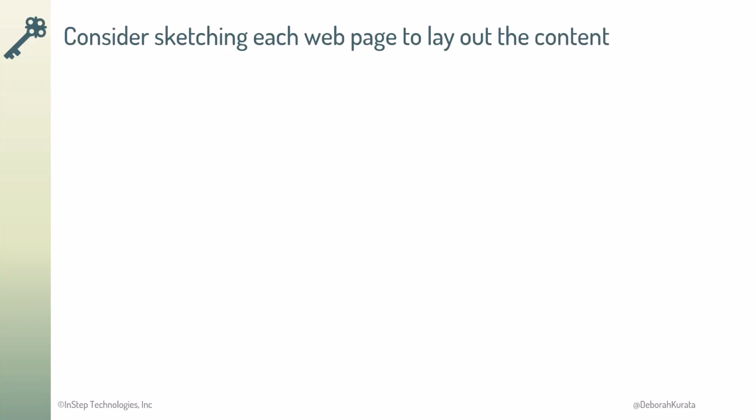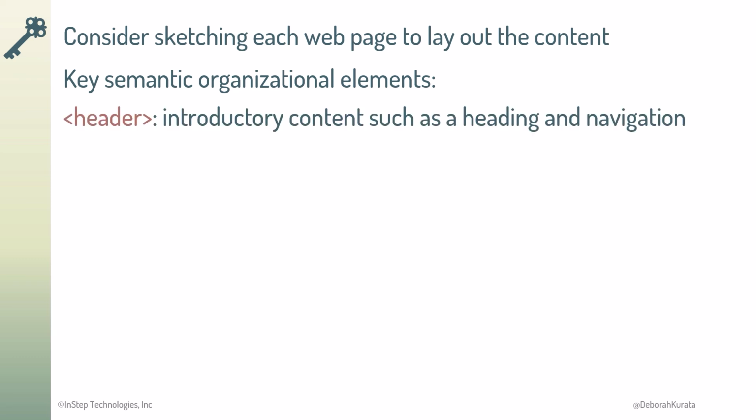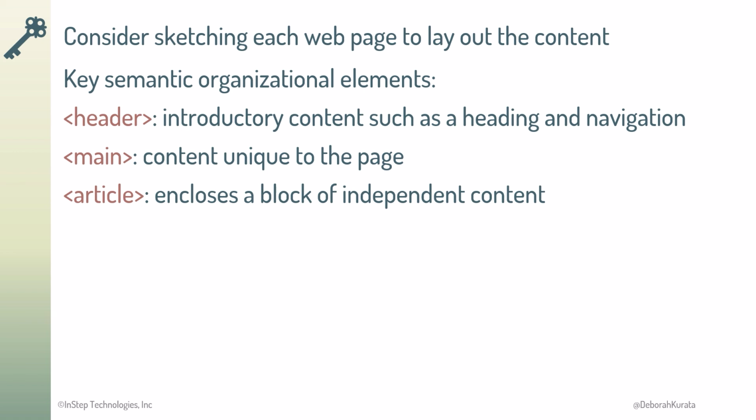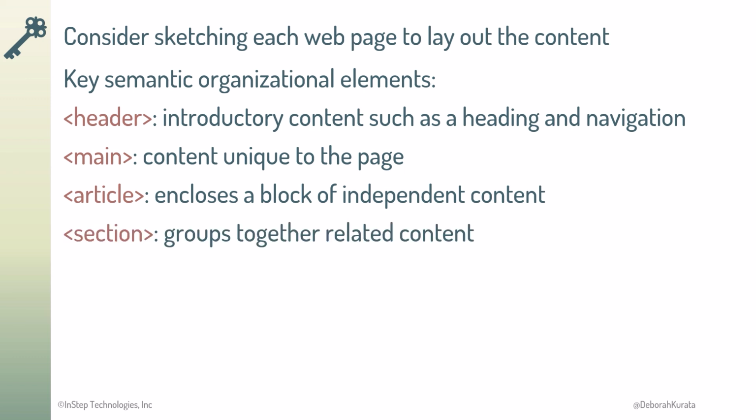So, consider sketching each web page to lay out the content. It doesn't need to be fancy, but it helps you think through how to organize the page elements. The key semantic organizational elements include header for the introductory content, such as heading and navigation. Main encloses the content unique to the page. Use article to enclose each block of independent content that could stand on its own. And use the section element to group together a set of related content.